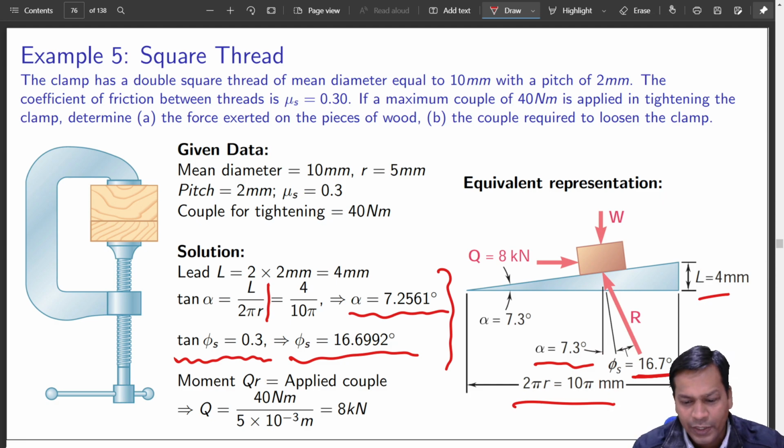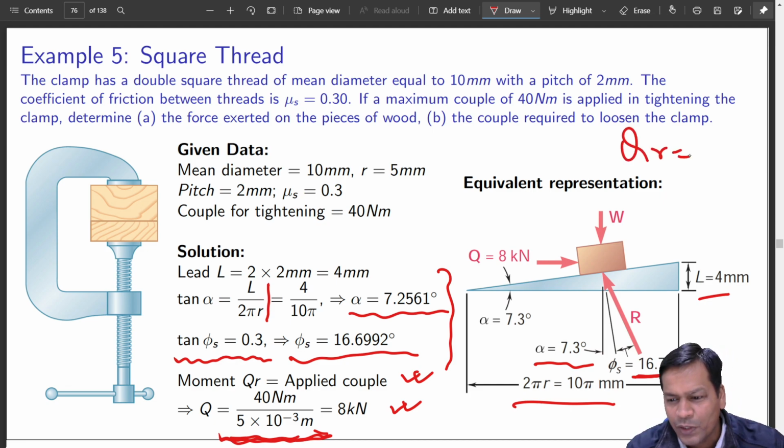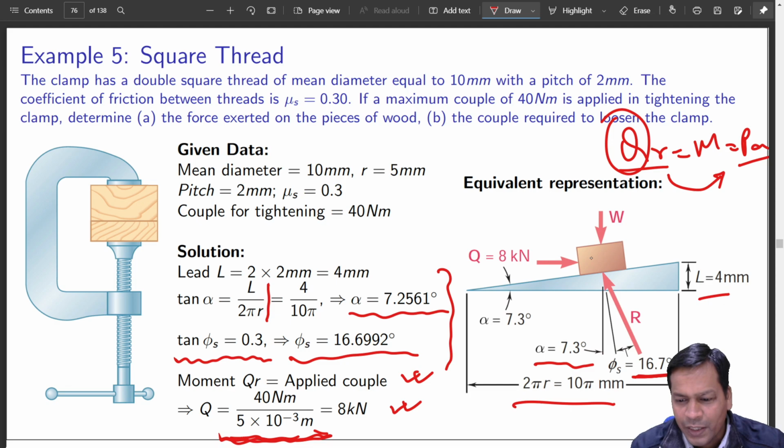So moment QR is the applied couple, that is Q into R. How do you get this? You just divide it by the radius. So this is the radius, is it not? Q into R is equal to the moment, which is equal to P into a, which we got. So if you divide the moment by the radius, you get the effective force that is trying to push it this way. It comes out to be 8 kilonewton. 40 by 5, that was the radius, no? Okay, so now let us move on.